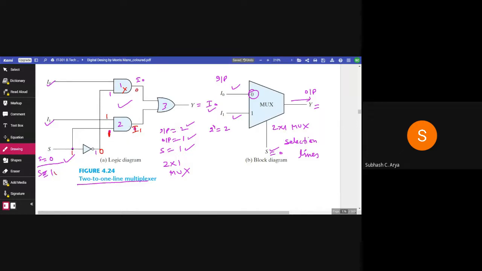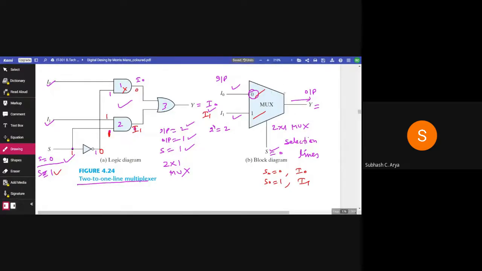So when S is equal to 1, you can see I1 is coming here. 0 plus I1 will be I1. So what is it in a nutshell? When S is equal to 0, then Y was I0. When S is equal to 1, then it is I1. What I mean to say is, when S is equal to 0, the first input is selected, and when S is equal to 1, the second input is selected and available at the output.